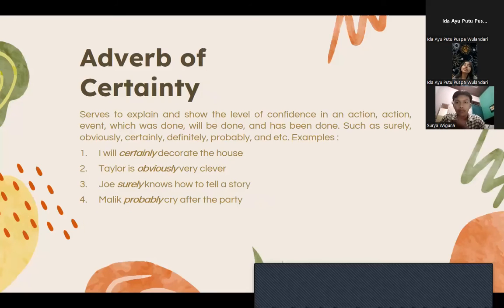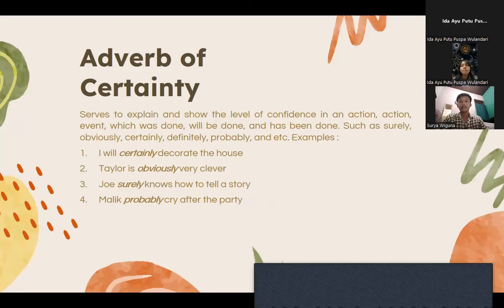Okay, this is about the adverb of certainty. It serves to explain and show the level of confidence in an action, which was done, will be done, and has been done, such as surely, obviously, certainly, definitely, probably, etc. For example, I will certainly decorate the house.